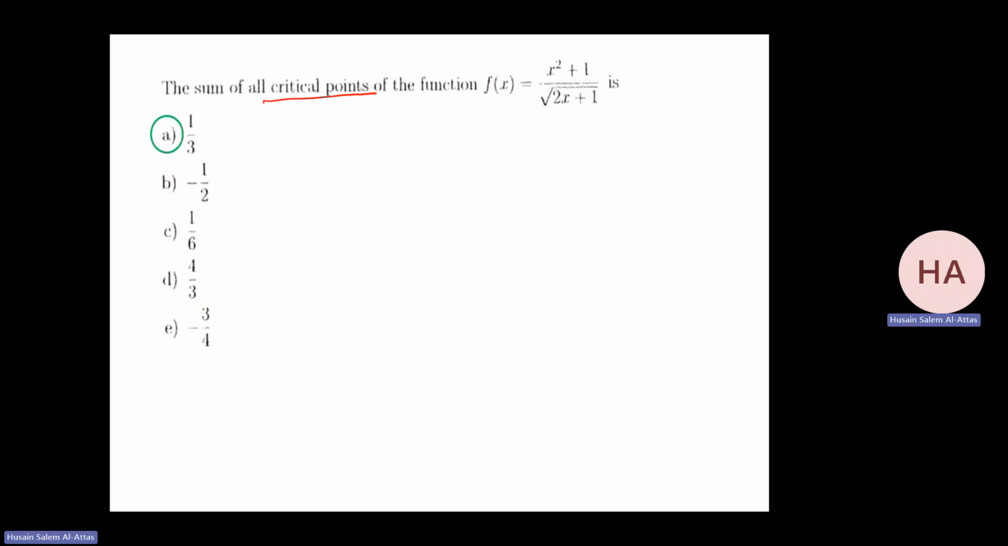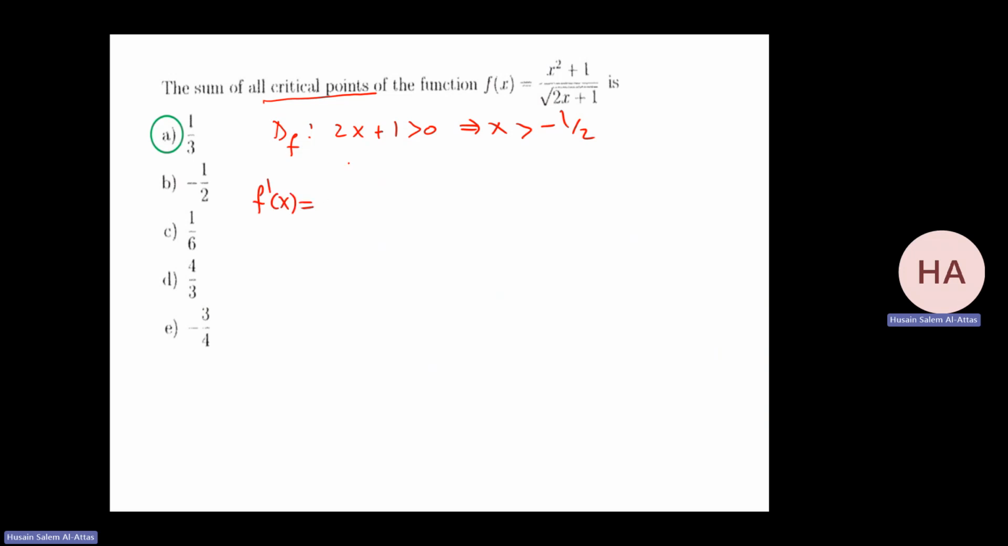Find the sum of the critical points of this. This is now a quotient rule and has also the chain rule. So what's the domain of f? This is my first step. I have 2x plus 1 positive, it means x should be greater than minus half. Okay, now f prime. Be careful with f prime.